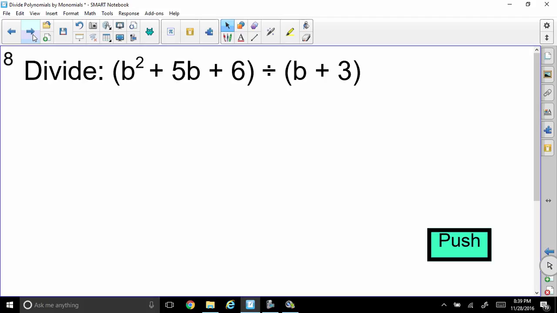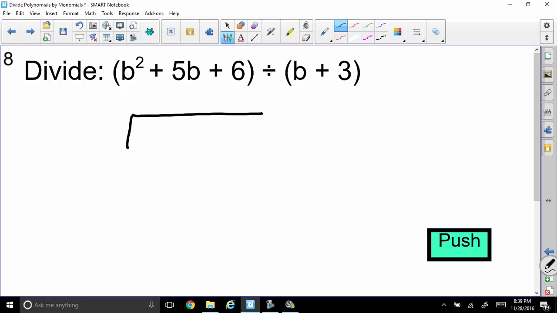All right, here's our first question. So we are going to put this in the form of regular long division. So let's get going here. I'm going to draw my division symbol. I'm going to take my divisor, which is b plus 3, and put it on the outside. Then I'll take my dividend, which is the first part, and put that on the inside: b squared plus 5b plus 6.